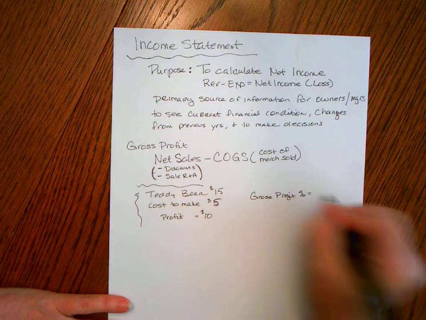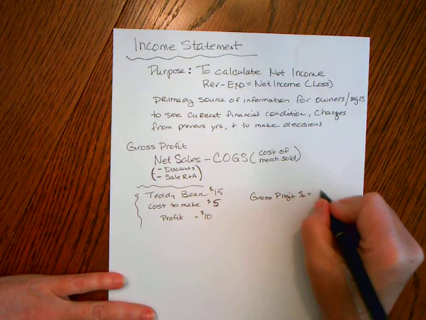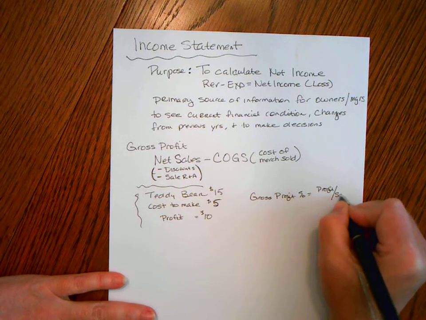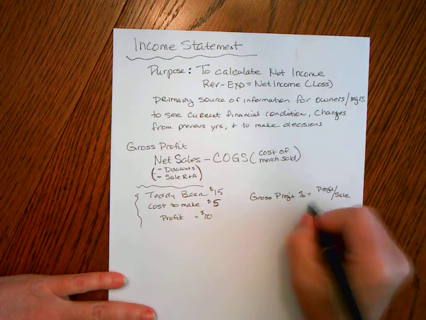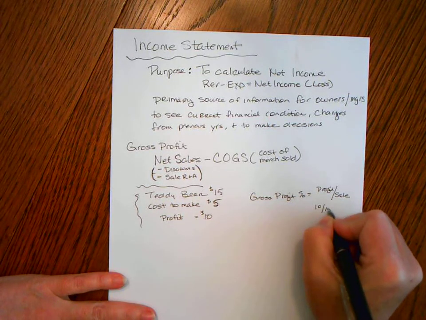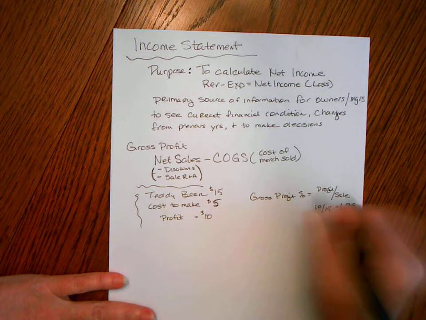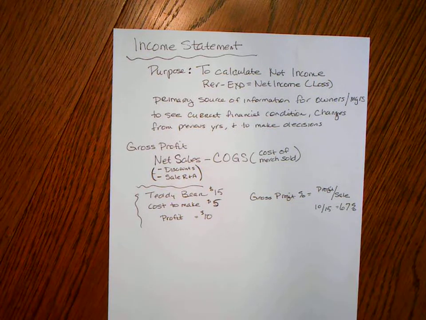Okay, and this will be the profit divided by the sale. So in this case, 10 divided by 15 equals basically 67%. So when investors or bankers look at your business, they want to know what your gross profit percent is. What are you making off of each product? 67%. Well, that's not too bad. Okay, you got a good markup there.